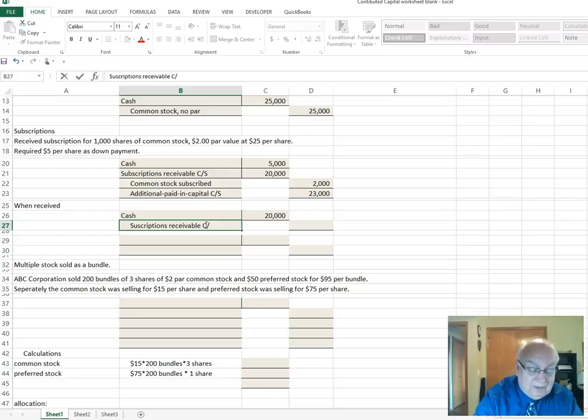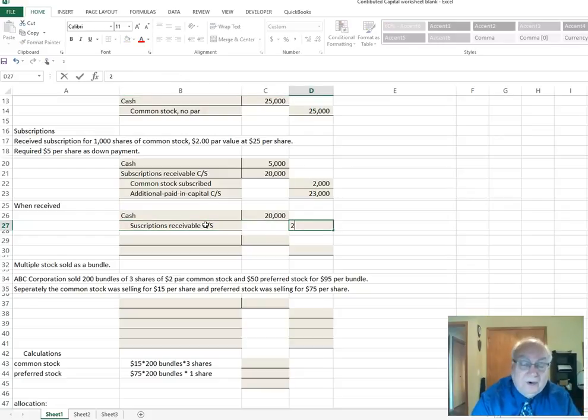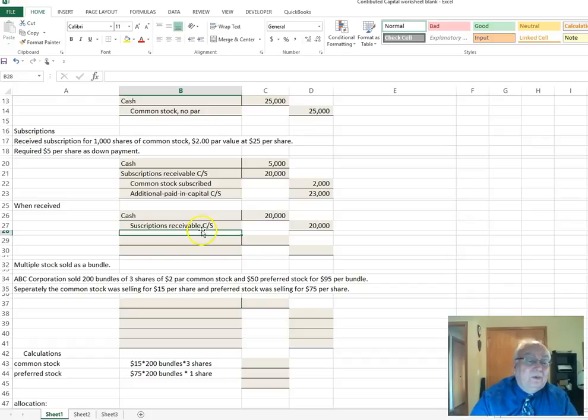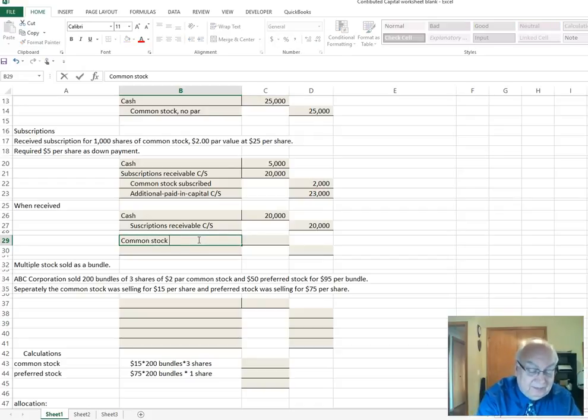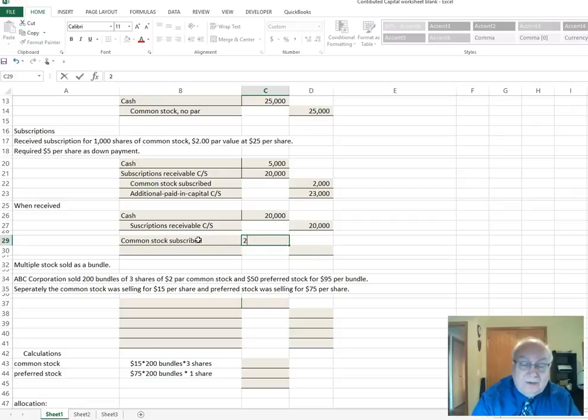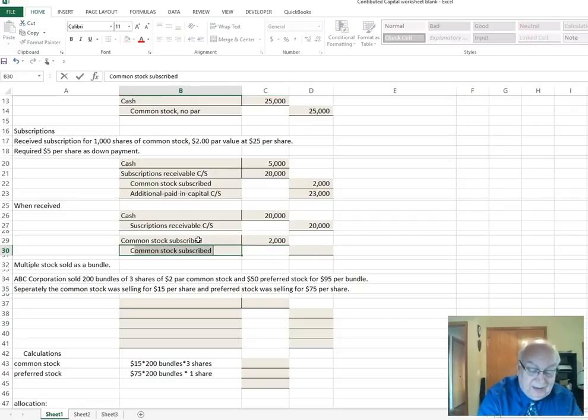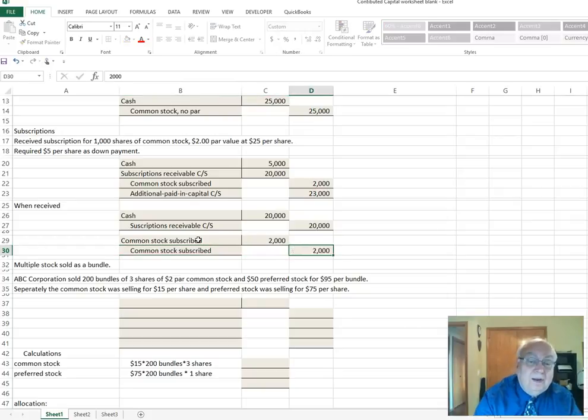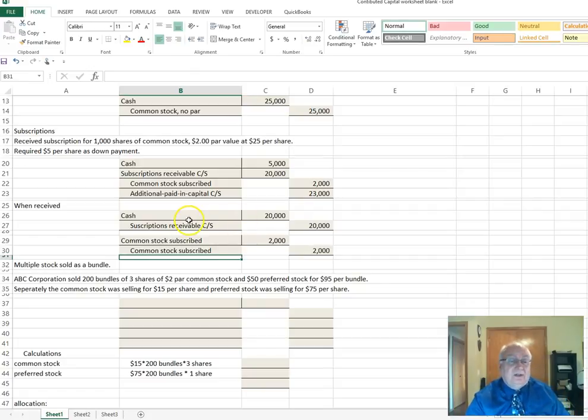For common stock. Now you'd have a subsidiary just like before. Okay, subscriptions receivable. Now you're not done yet because you have to issue the stock. So you have to debit common stock subscribed for $2,000, and you credit common stock for $2,000. Okay, and that's to issue the stock. So don't forget, when you receive the cash, you have to issue the stock.